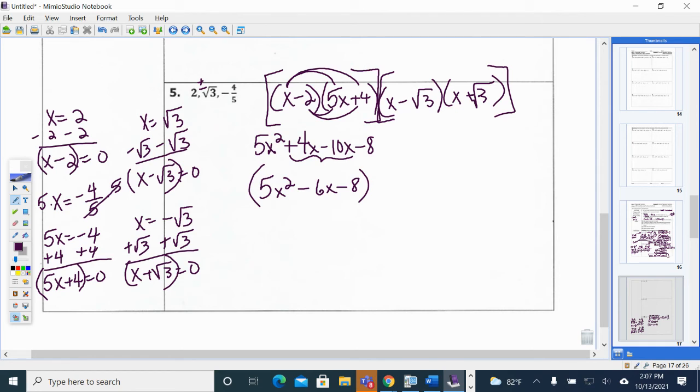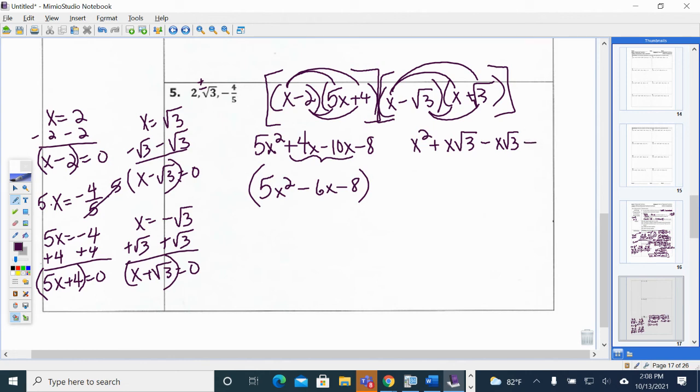Now let's do the next 2. x times x is x squared. x times a positive radical 3 is a positive x times radical 3. The next one is a negative radical 3 times x. That's going to give me a negative x radical 3. Now the last one, again, is always tricky for you guys. When you take a negative times a positive, first of all, it's going to be a negative.